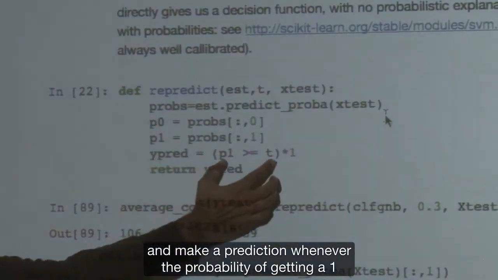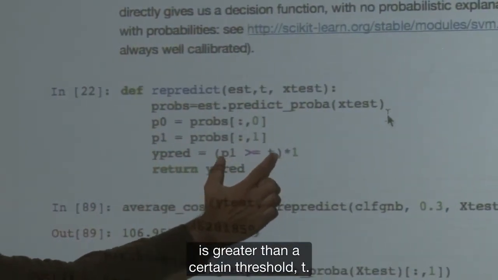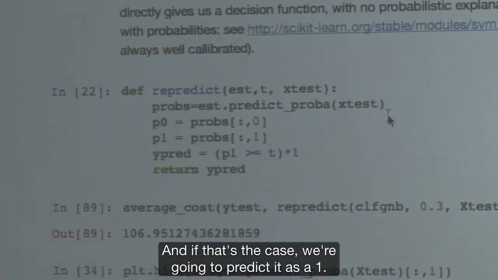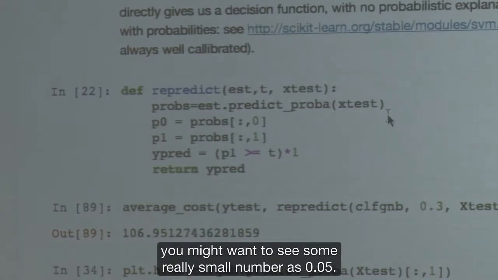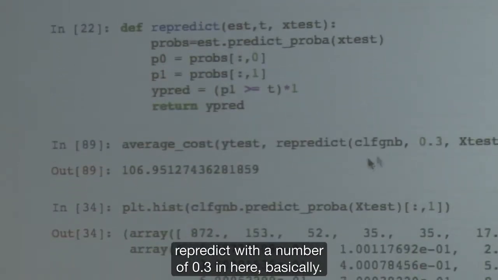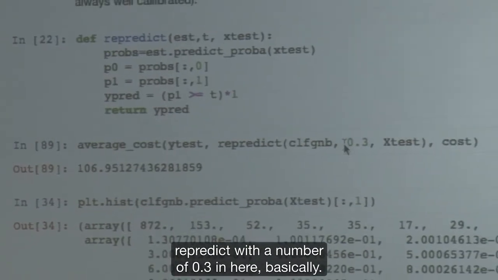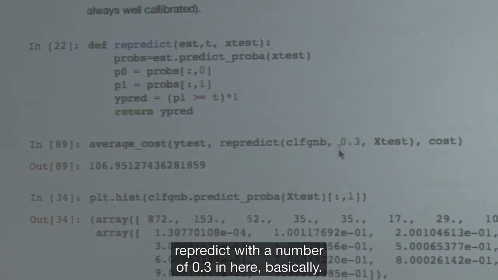and make a prediction whenever the probability of getting a 1 is greater than a certain threshold t. And if that's the case, we're going to predict it as a 1. So for example, in the cancer case, you might want this to be some really small number like 0.05. So you can look at what happens if I repredict with a number of 0.3 in here, basically.